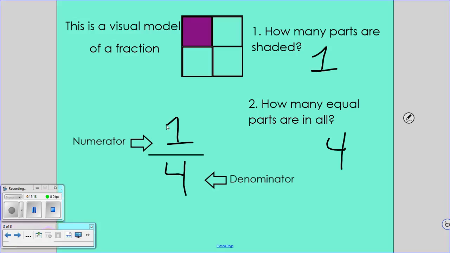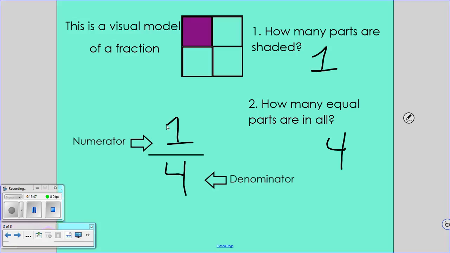Please don't get in the habit of saying "one out of four" the way adults do all the time. You're going to hear it. I would rather you use better math talk and say one fourth. You're going to hear a lot of adults use that terminology. Just know that they probably really mean one fourth.